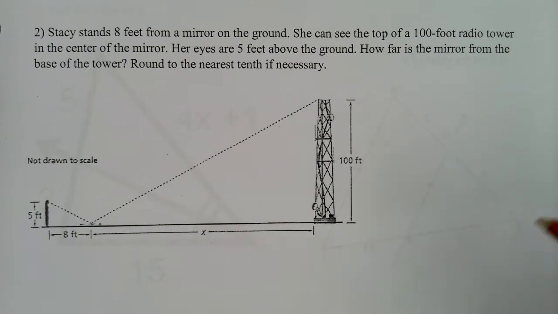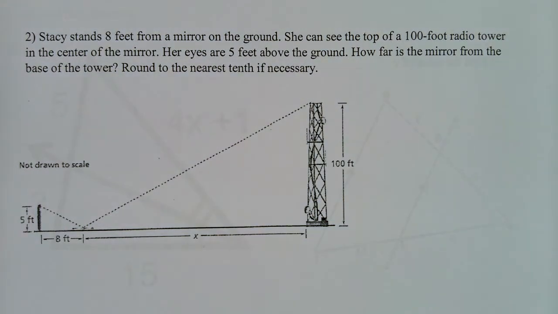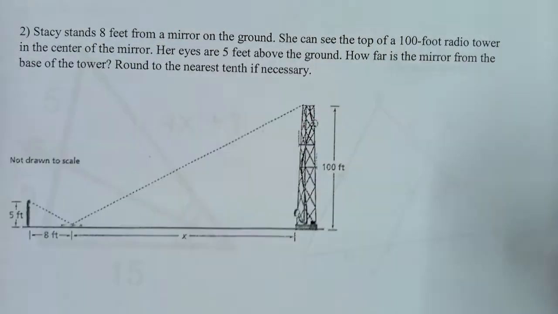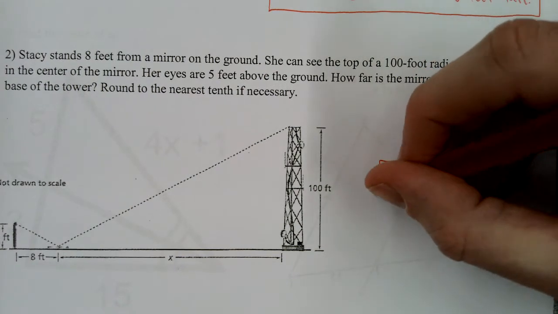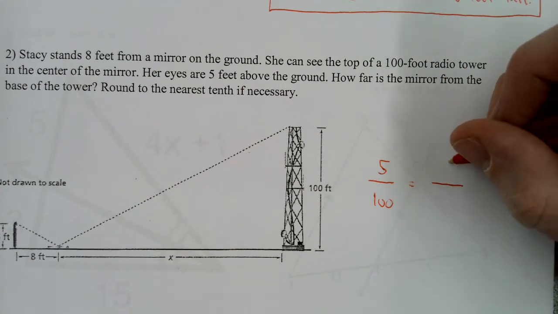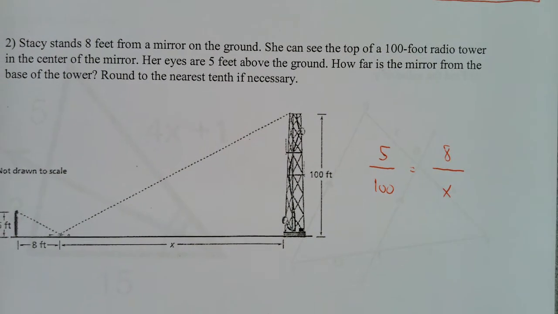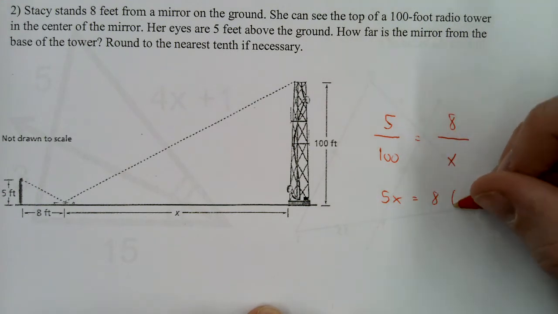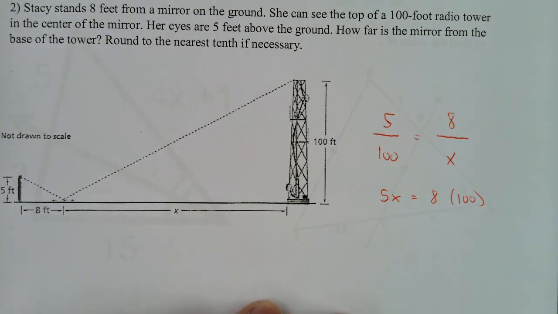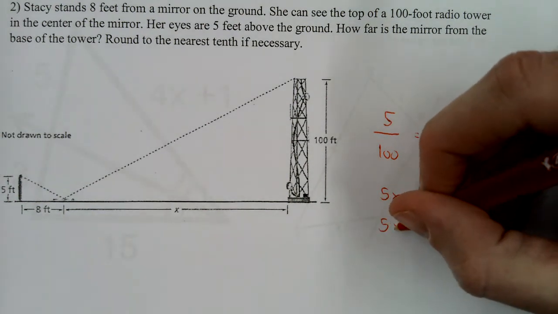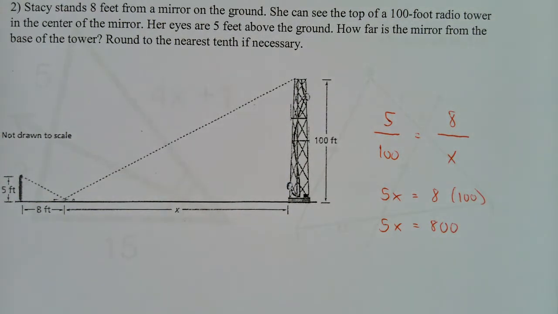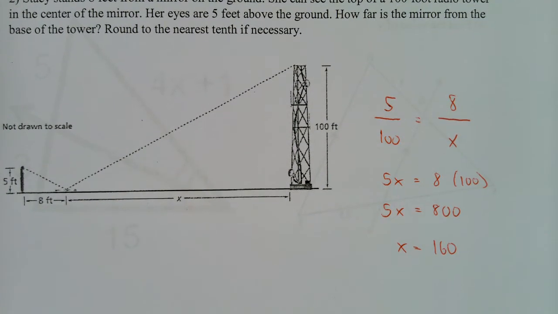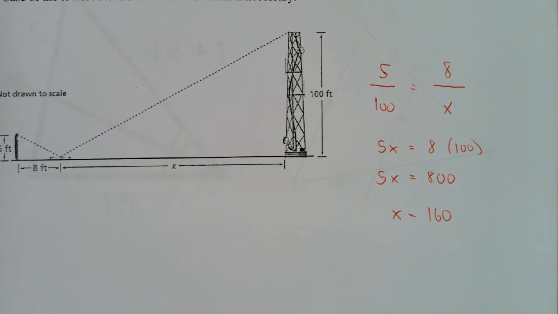So I'm going to do a proportion. Make sure all your numerators come from one triangle and make sure all your denominators come from the other triangle. So I will do 5 over 100 because 5 corresponds to 100 equals 8 over X. So 5X equals 8 times 100. 5X equals 800. X equals 160. So put that in a sentence. The mirror is 160 feet from the base of the tower.